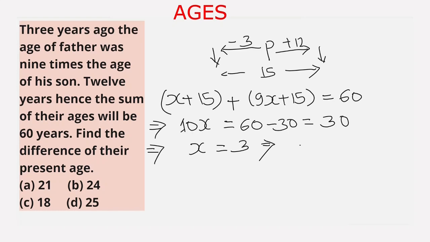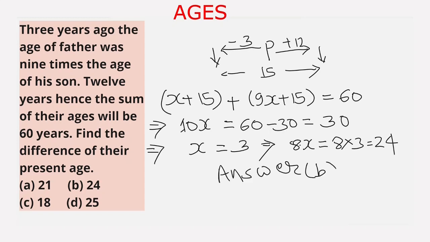9x minus 1x, the difference between the ages of the father and son is 9x minus x is 8x. This gives 8x equal to 8 times 3 equal to 24. And this difference will continue forever. Hence, our answer from the given options is option B.